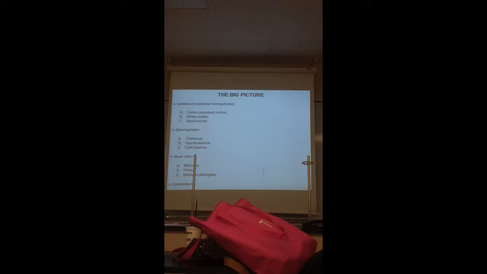4 parts. We can then subdivide the cerebrum into the cortex, the white matter, and the basal nuclei. And when I say subdivide, I mean we're going to go deep into it. Okay? We'll cover that in just a little bit. The diencephalon, there's actually 3 parts here. And then the brainstem, there's 3 parts as well. So we'll come back and just want to point out the 4 parts.